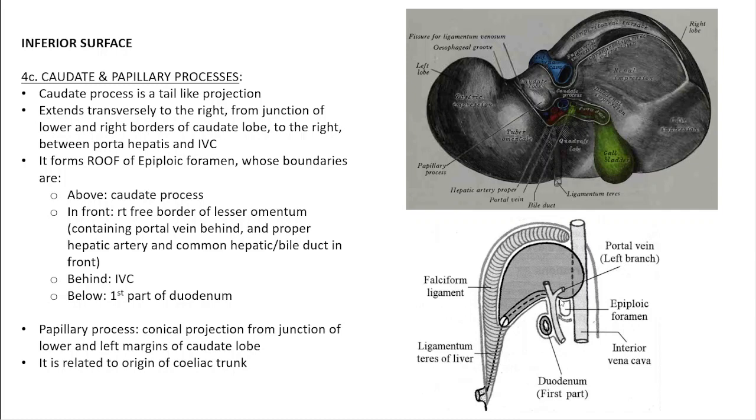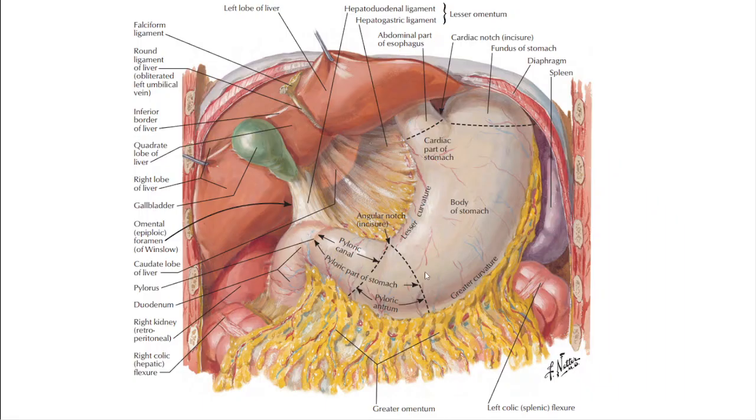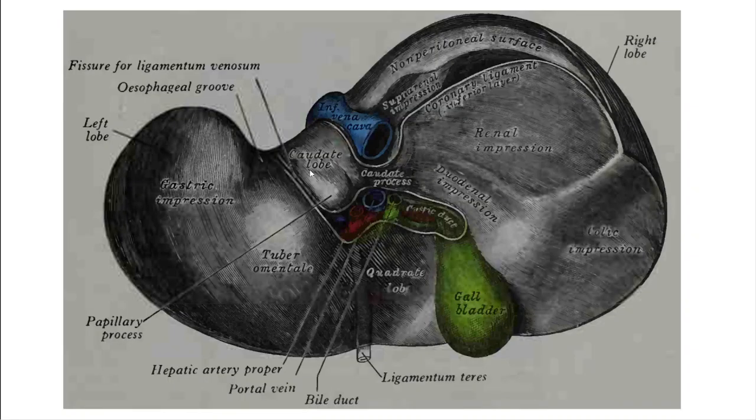Roof of the epiploic foramen. So what are the borders of the epiploic foramen if we open this diagram? Above lies the caudate process. It is not visible. In front lies the right free border of the lesser omentum. Below lies the upper border of the first part of the duodenum, and behind lies the inferior vena cava. Right.